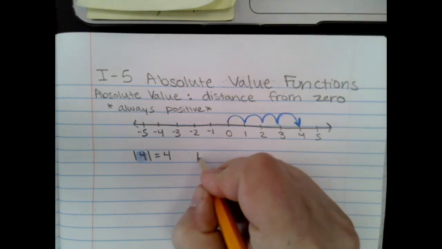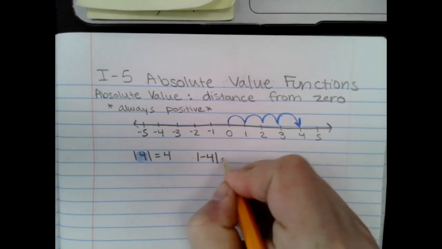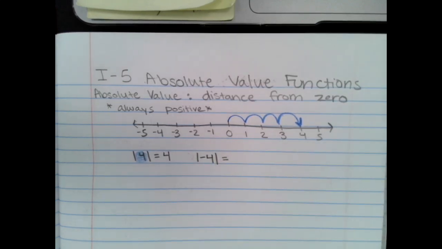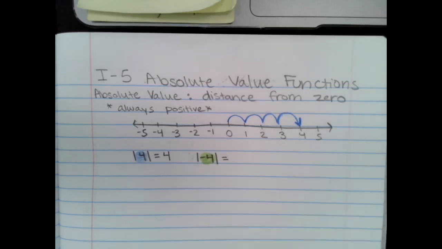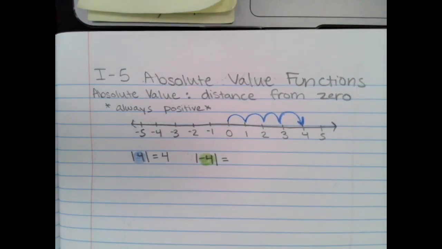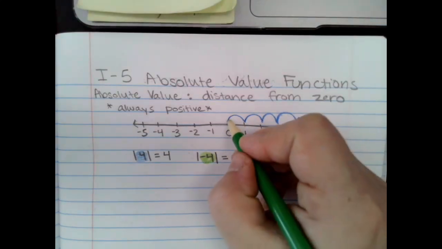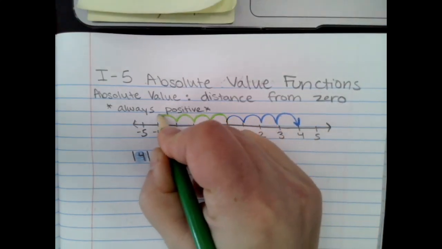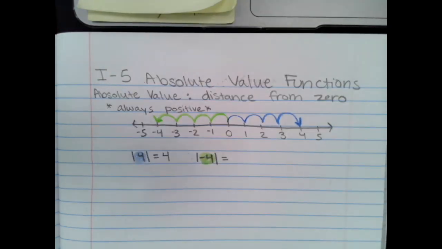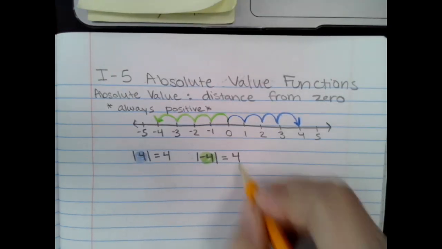Absolute value of -4. When I jump from 0 to -4, again, we're just counting jumps. So it's 1, 2, 3, 4. So absolute value of -4 is 4.